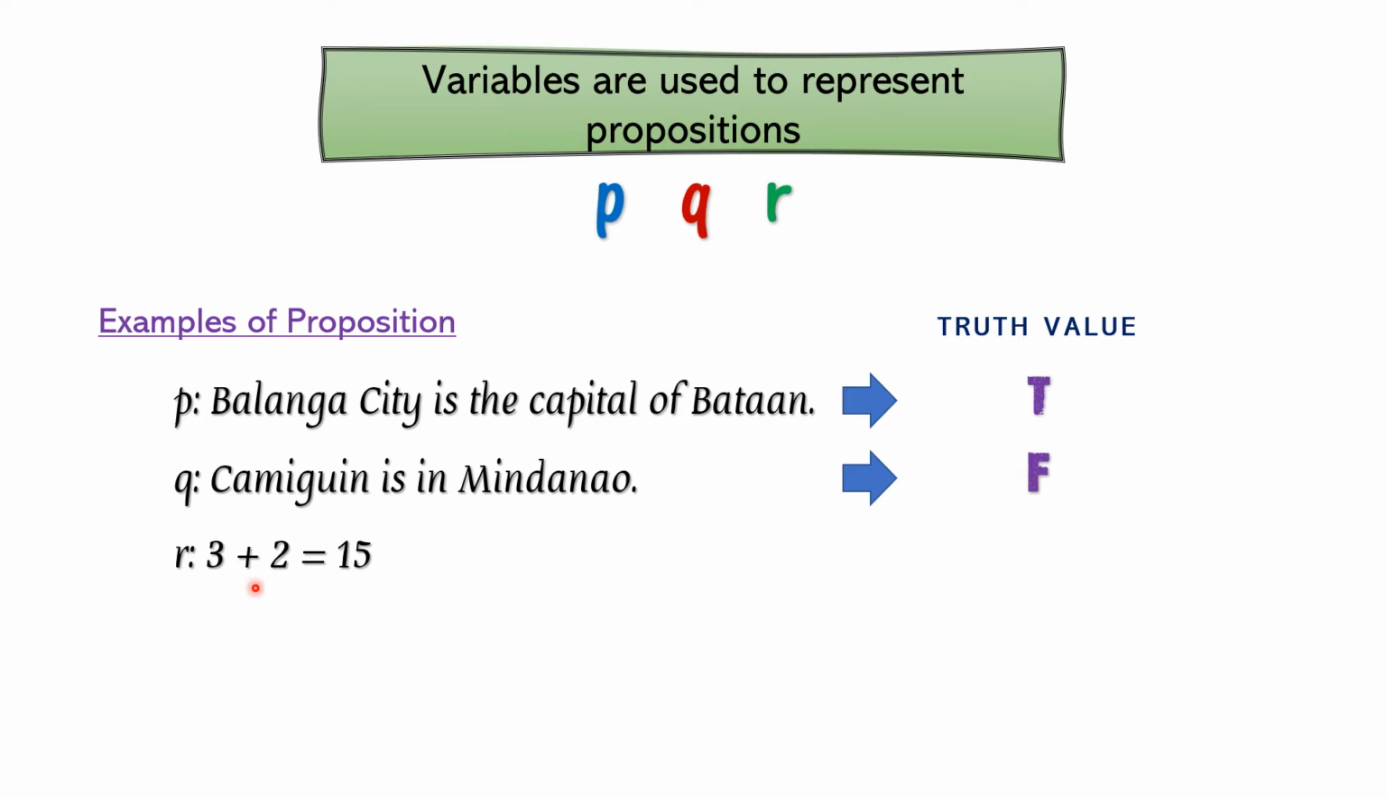Lastly, 3 plus 2 equals 15. That is false, right? Since 3 plus 2 is only equal to 5. Therefore, the truth value of proposition R is false, which will be denoted by capital letter F. Okay? Whether it is true or false, the declarative sentence or sentences here are propositions. Each one of them is a proposition. Either it's true or false.